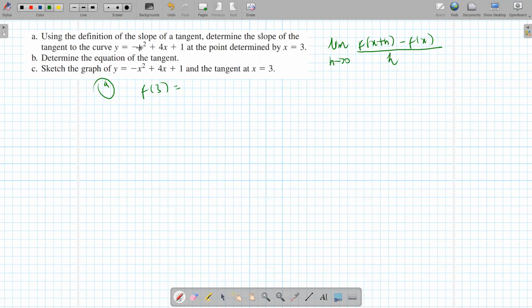To find f of 3, just plug the x as 3. So -3 squared plus 12 plus 1, 13 minus 9 is a 4. What about f of 3 plus h? What would that be in this case? Where did you get the 12 plus 1? I plugged x as 3. 4 times 3 is a 12, okay, in the equation. That thing is our f of x in this case.